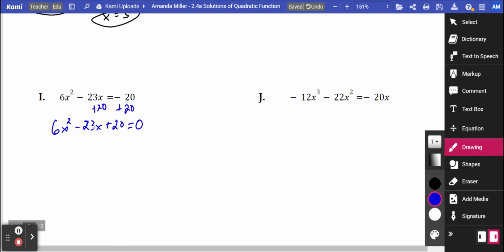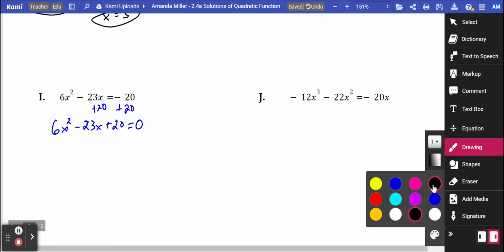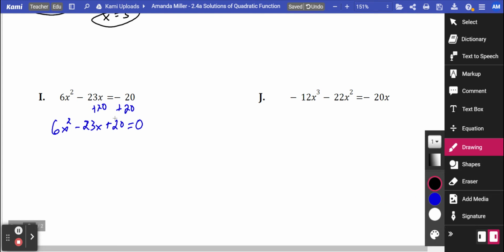Now that I've got it solved for 0, is there any greatest common factor? Nope, there's not. So I'm going to just have to do the AC method. Here AC is 6 times 20. 6 times 2 is 12, so it's 120. I need to come up with things that multiply to get me 120. 1 and 120, obviously. 2 and 60.